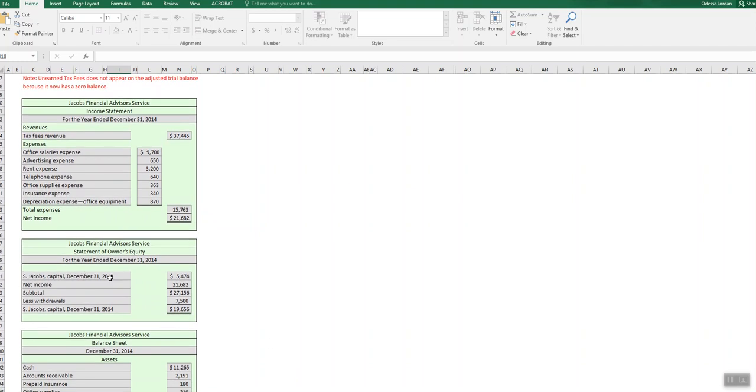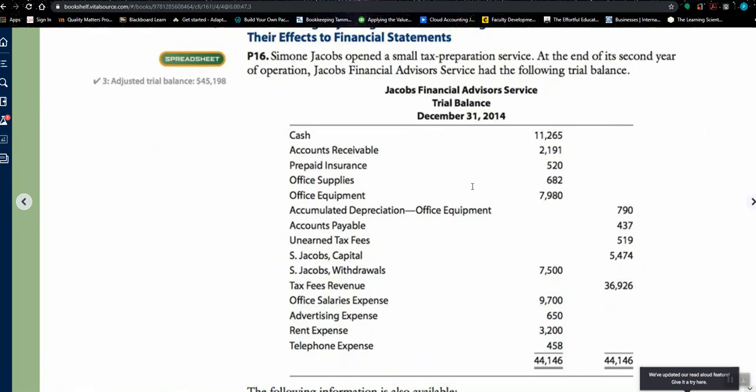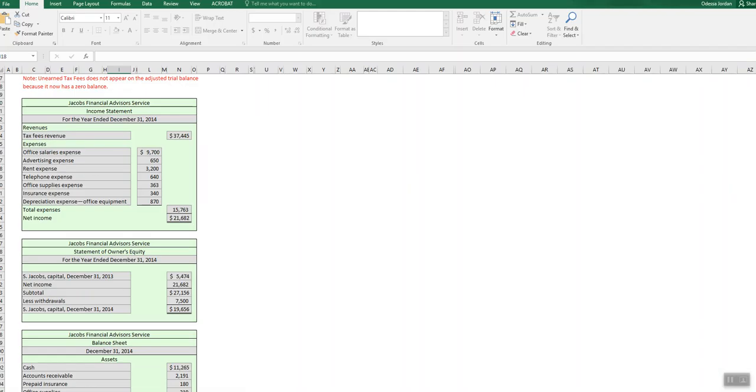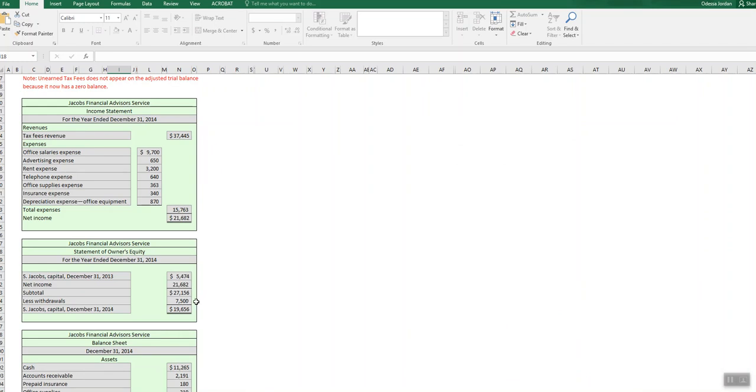Then I create the statement of owner's equity. So Jacob's capital at the beginning of the year was 5,474. We know this because when we look at the unadjusted trial balance here, that's what it was. You see that? All right. So I put that there. The net income comes from the previous statement. So we have a subtotal. We add those two together. Then we subtract out the withdrawals or the dividends. And so the dividend amount is listed here, the withdrawals, 7,500. So that's listed here, and we subtract that from the 27,000, and this is what we have left for our capital.